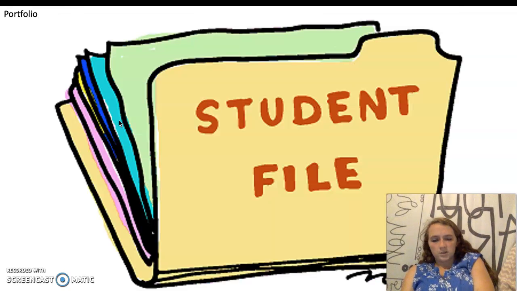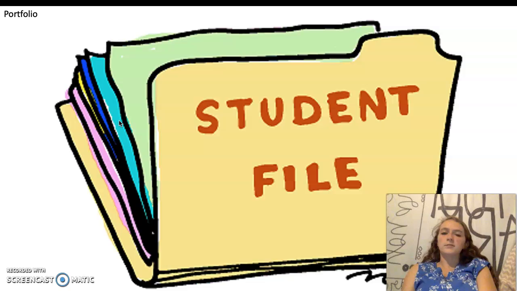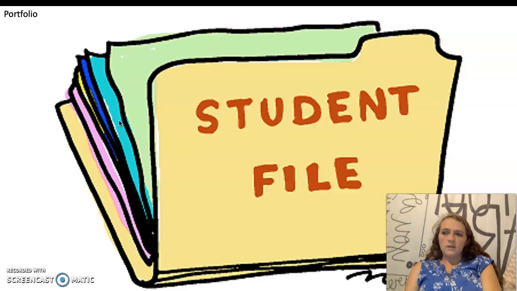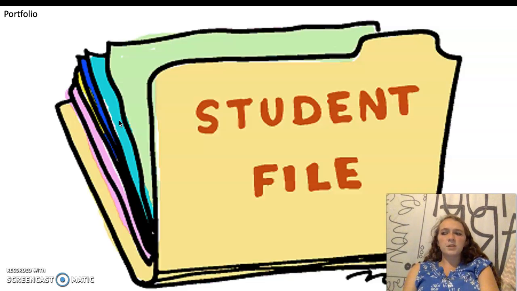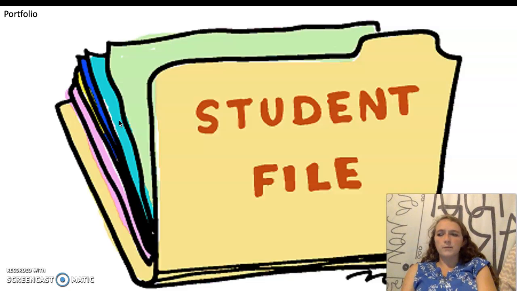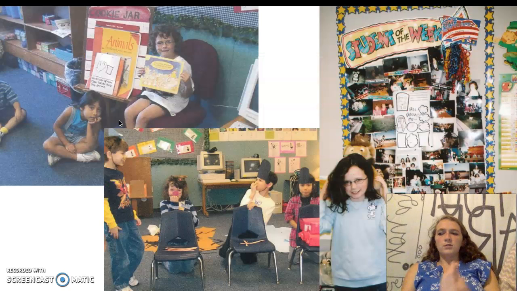Portfolios are collections of student work samples that help track their development over time. When creating students' portfolios, make sure to include work samples that reflect their growth and goals that were created by you, both of you together, and or individually by the student.